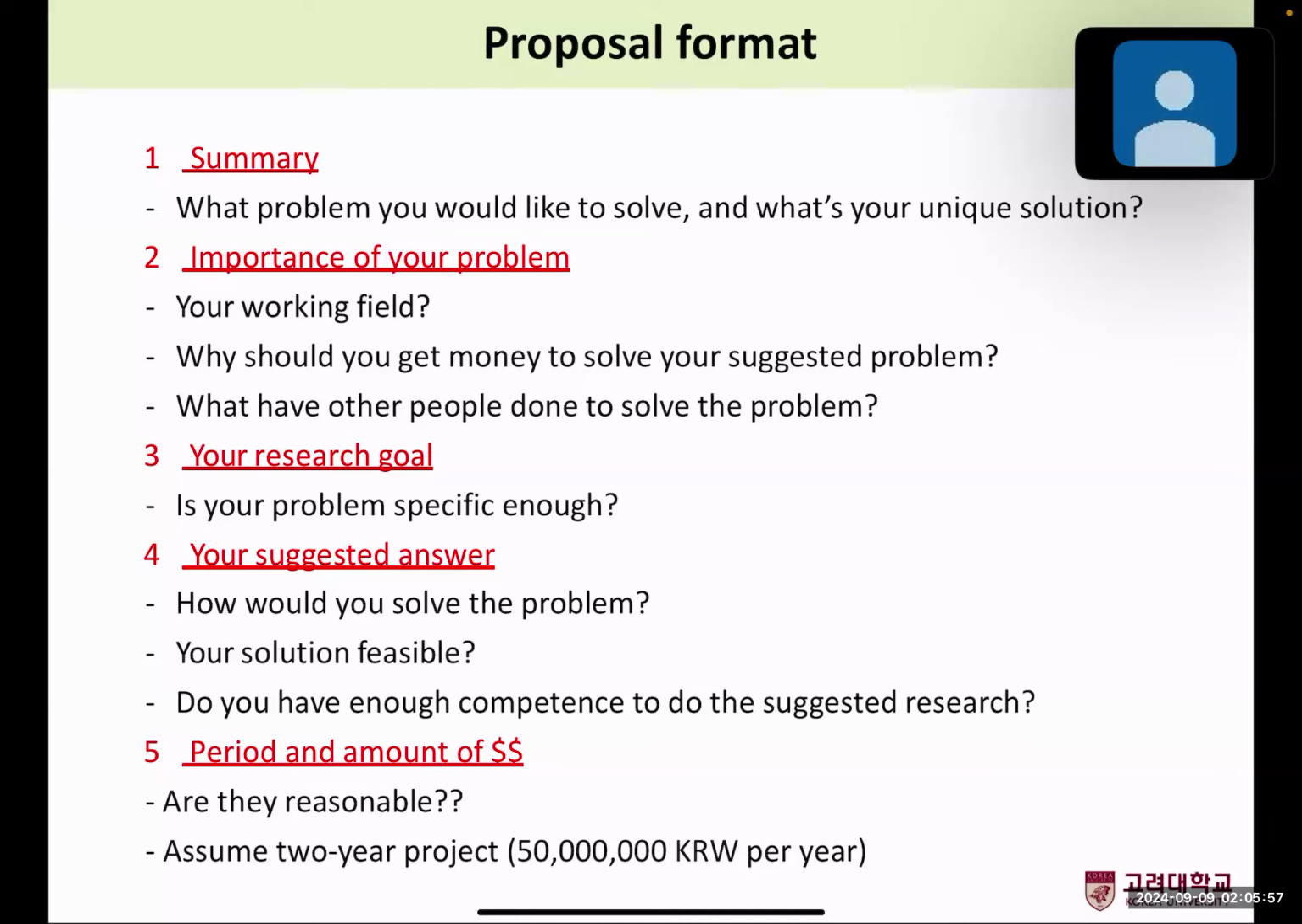So how will you perform experiments? How will you do research in order to solve the problem? And is your solution feasible? That means, is it achievable? And then you also suggest, do you have enough competence? That means, have you published any similar papers? Have you done any similar experiments before? Something like that. And then lastly, you need to suggest the period and amount of money needed. And for master students, I suggest you assume a 2-year project with 50 million Korean won per year.